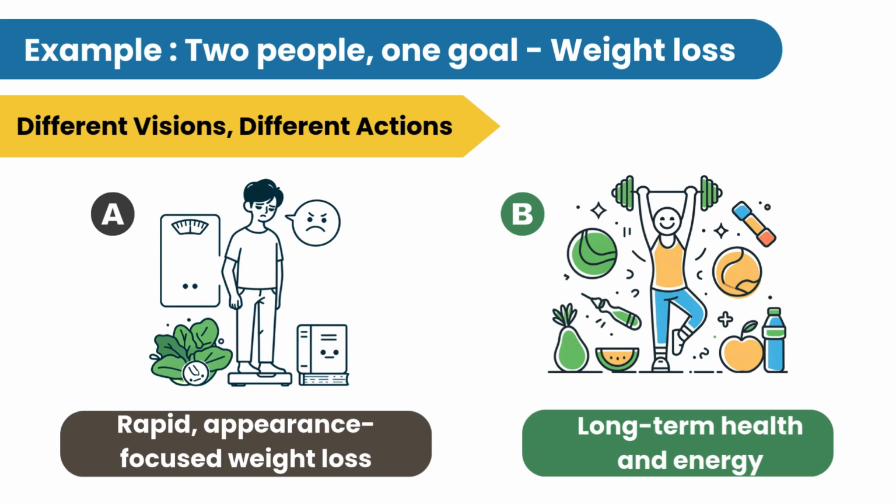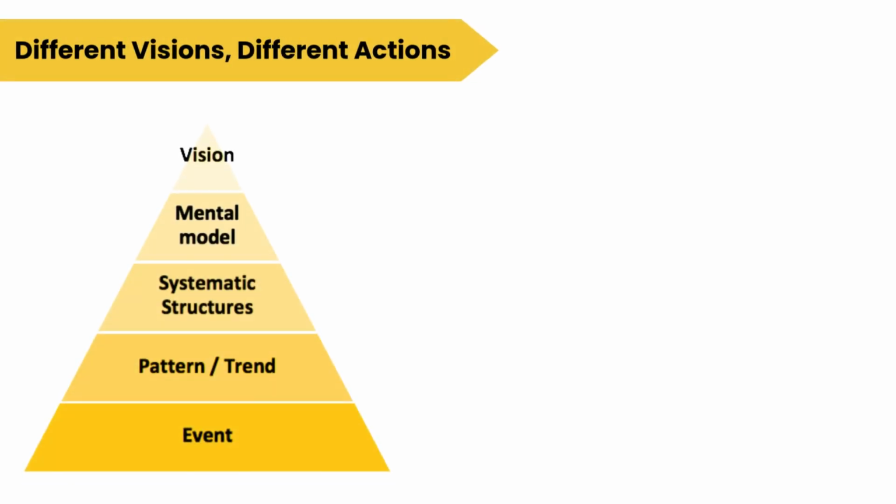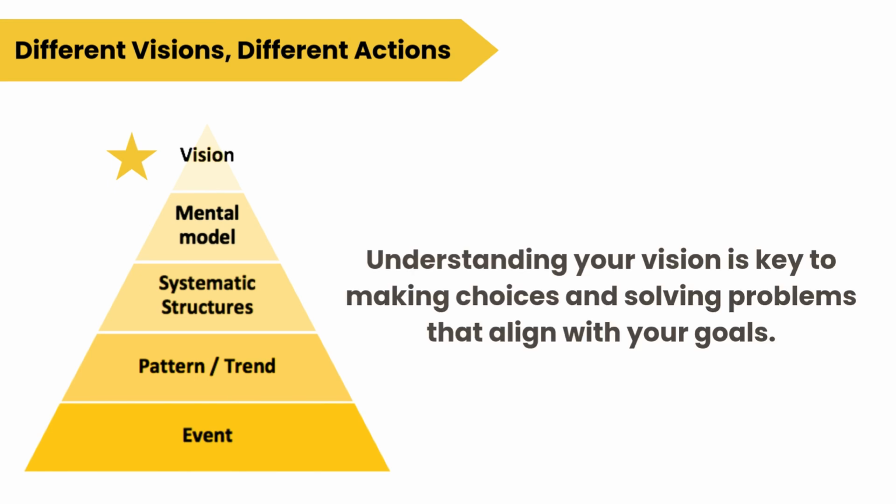Exactly. It really shows how your vision, the highest level of perspective, deeply influences the actions and strategies you take at every level. Understanding your vision, in this case, why you want to lose weight, is key to understanding why you make the choices you do and how to solve problems in a way that truly aligns with your goals, whether it's weight loss, building a business, or anything else.